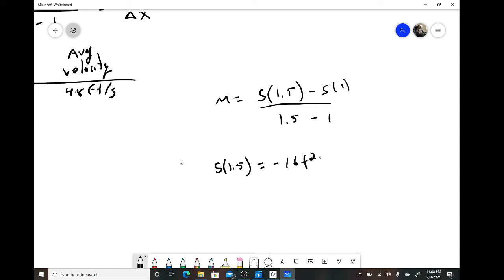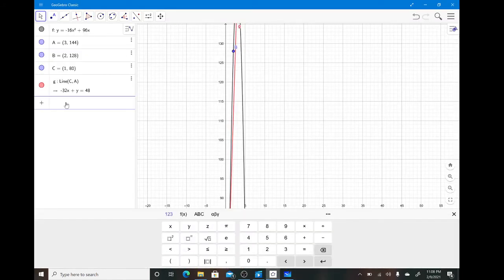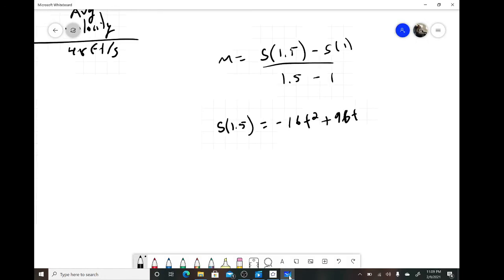negative 16 t squared plus 96t. Now, I'm not going to bore you through this because this is from pre-calc. Plugging into these functions is a pre-calculus concept, so I'm not going to spend too much time actually plugging in when I don't have to. I'm just going to use GeoGebra. So we have negative 16 times 1.5 squared plus 96 times 1.5. So that's 108. So we have 108 minus 80.